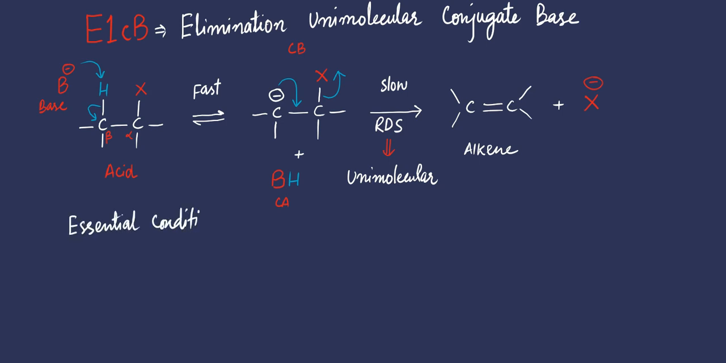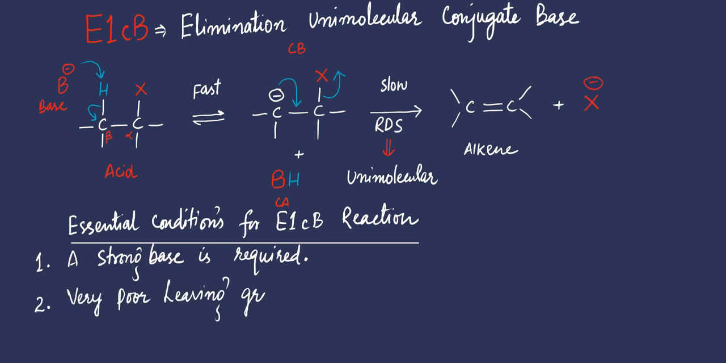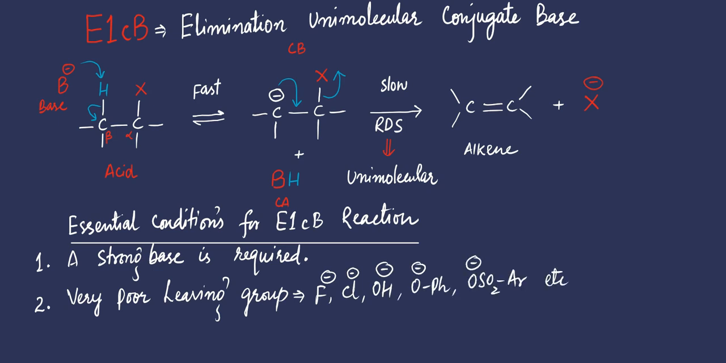Now what are the essential conditions for the E1cB reaction? The first condition is that a strong base is required. This is obvious because only a strong base can abstract the proton. The second condition is that a very poor leaving group should be there, because if the leaving group is strong, then it will be removed simultaneously with abstraction of the proton via an E2 elimination. Examples of poor leaving groups are fluoride, chloride, hydroxide, phenoxide, sulfonate anion, etc.